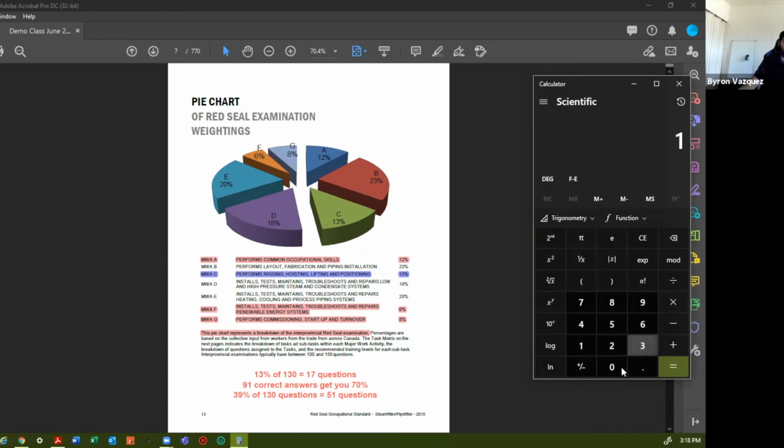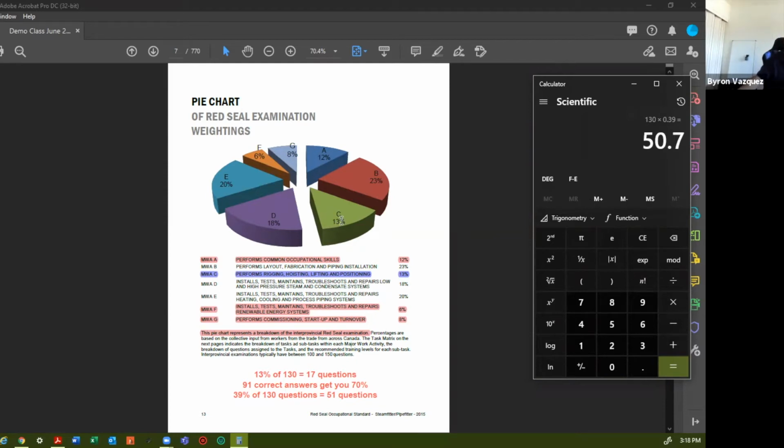So 130 questions times 39%, that's 51 questions. You need 91 correct answers to get a passing mark. So by focusing on the low hanging fruit, we're already more than halfway there.